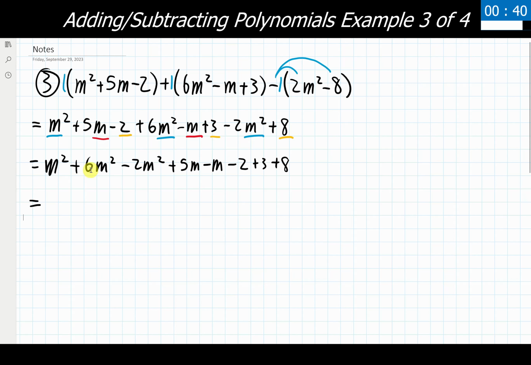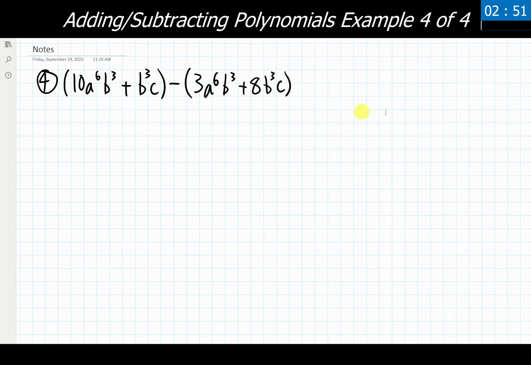So we have 1 plus 6 gives us 7, 7 minus 2 gives us 5, so we're going to have 5m squared for the m squared terms. We have 5 minus 1, that's going to give us a positive 4m, my m terms. And then for the last part with my constants, negative 2 plus 3, that's going to give me a positive 1. Positive 1 plus 8, that's going to give me a positive 9. And there I've just combined all my like terms that I possibly can with this particular problem. Final answer being 5m squared plus 4m plus 9.